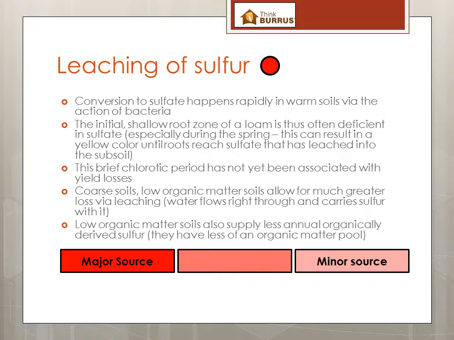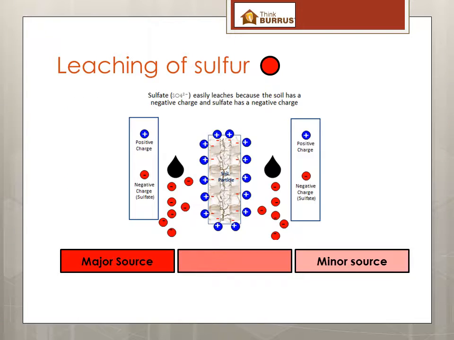This begins to explain why coarse, low organic matter soils tend to show some of that yellowing each spring. The sulfur is washed out of that shallow root region into maybe the subsoil, and the plant begins to access it just a little bit more later on and maybe recovers a little bit. But coarse soils are the place where we tend to see that yellowing. And again, it has a lot to do with that sulfate molecule.